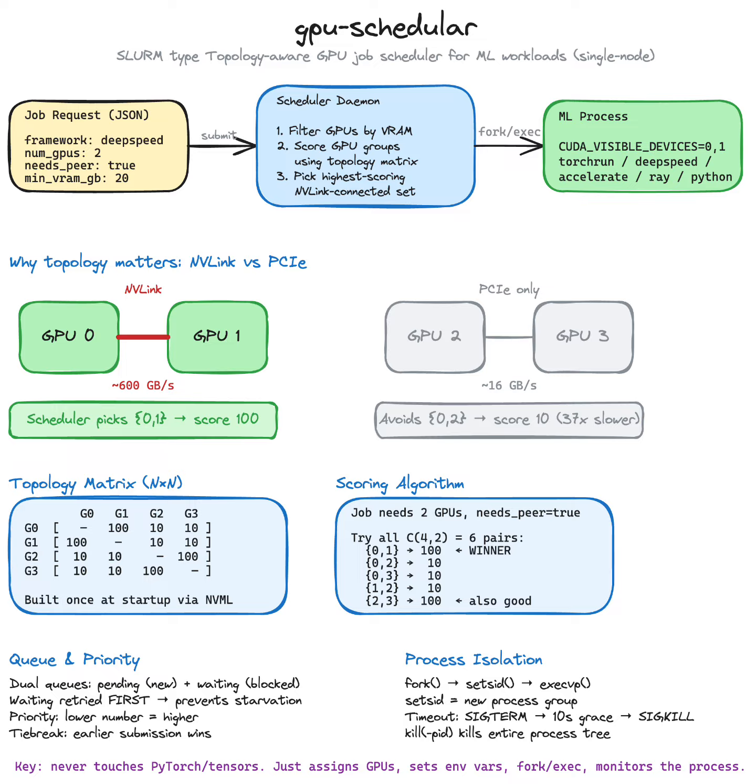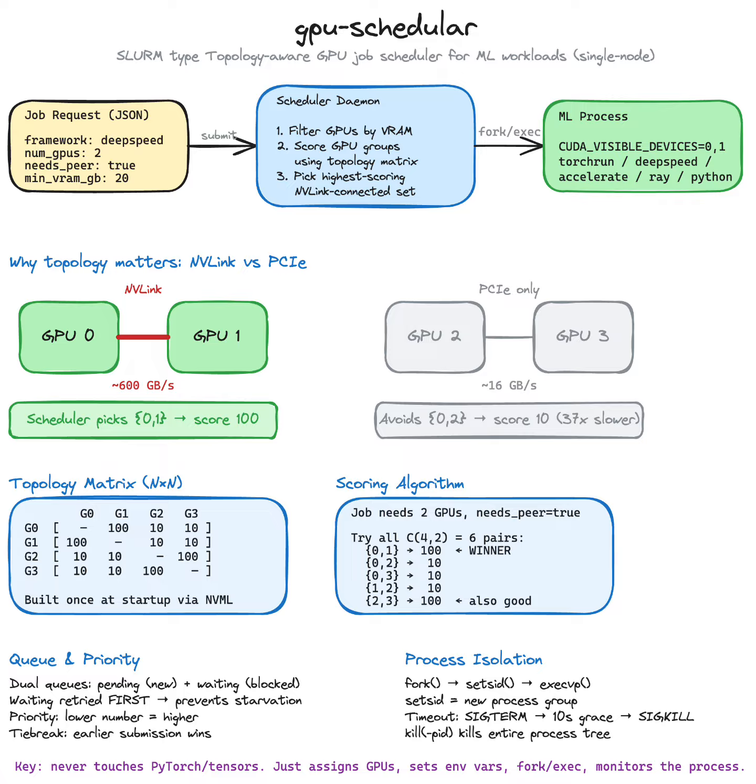When multiple jobs compete for GPUs, blindly assigning devices can be a huge mistake. For example, a 2-GPU training job might get placed on GPUs connected only over PCIe at around 16 gigabytes per second, instead of an NVLink pair at around 600 gigabytes per second. That can make gradient communication drastically slower. So the goal here is simple. Nobody should have to manually inspect nvidia-smi and hardcode CUDA_VISIBLE_DEVICES.